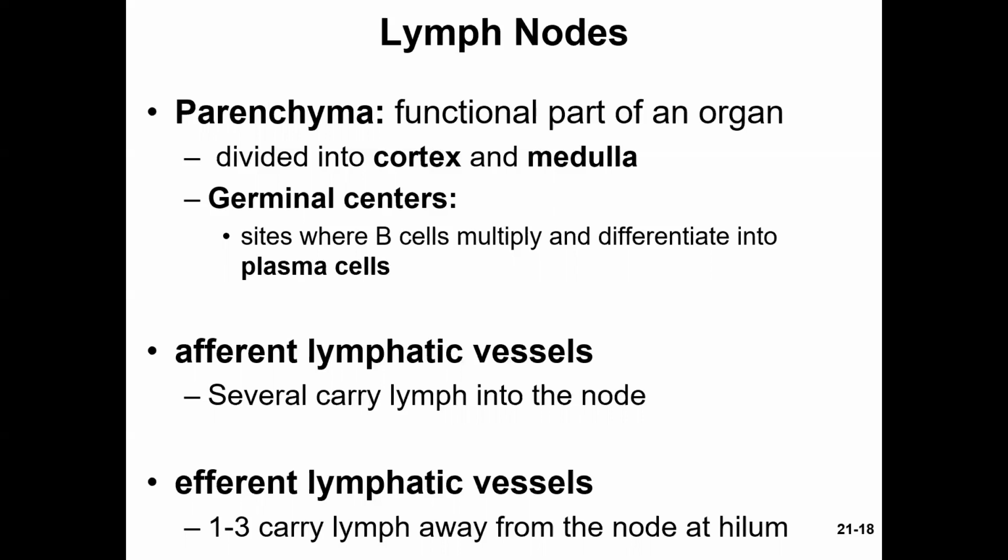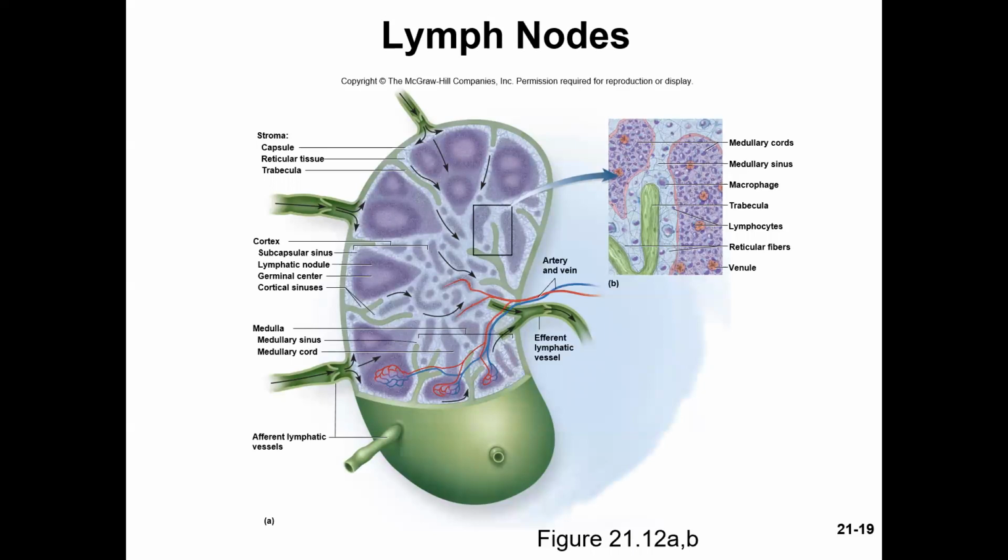Afferent lymphatic vessels carry lymph into the node. Efferent lymphatic vessels, one to three, carry lymph away from the node at the hilum. So similar to our nervous system, we had a similar use of words, afferent and efferent. So here is a great picture of a lymph node. If we take a sagittal section of this guy, we can see what's included in that stroma: the capsule, the reticular tissue, and the trabeculae. And the trabeculae look like the little walls on the inside of this lymph node.